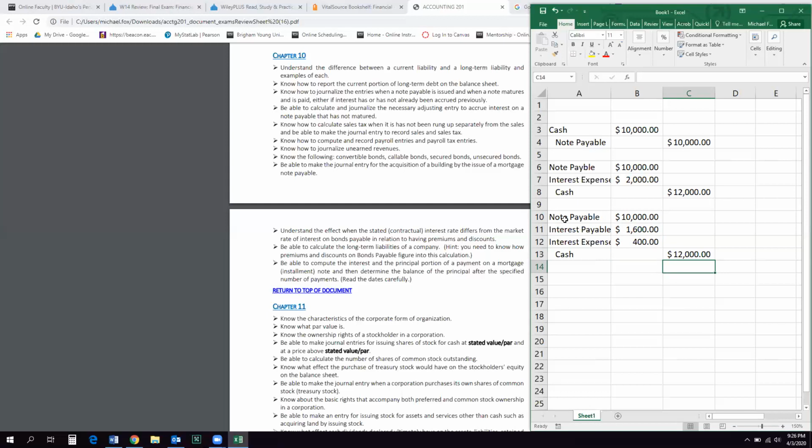All right, let's see. Know how to calculate sales tax when it has not been rung up separately from sales, and be able to make the journal entry to record sales and sales tax. So you'll see some problem like so-and-so made a sale of $827 with 6% sales tax included, and you have to figure out how much of that is sales tax.